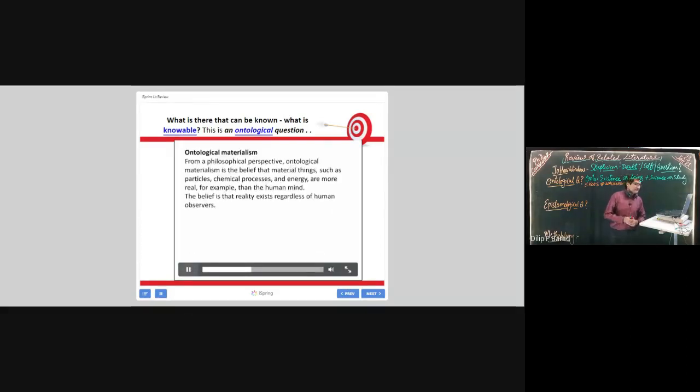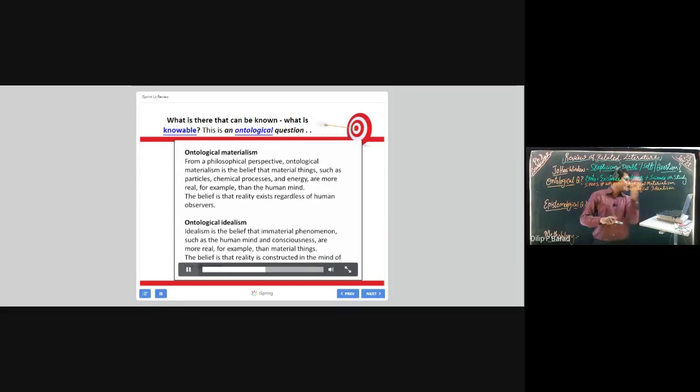Ontological materialism and idealism. Materialism, from a philosophical perspective, is the belief that material things such as particles, chemical processes, and energy are more real than, for example, the human mind. So the overall belief within ontological materialism is that reality exists regardless of a human observer. And in ontological idealism, on the other hand, the belief is that immaterial phenomena such as the human mind and the consciousness are more real than the material things. And the belief here is that reality is constructed in the mind. Yes. Now, so this is very important.